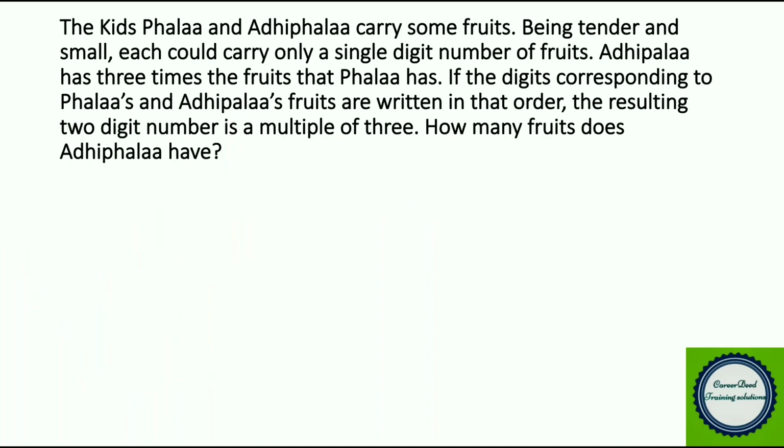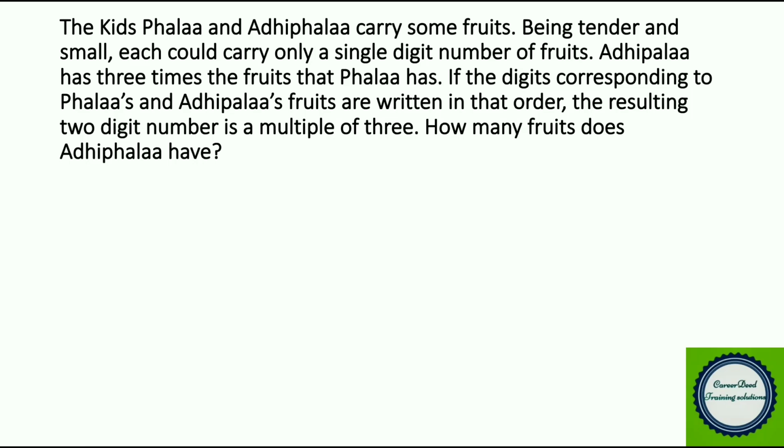The kids Pala and Adipala carry some fruits. Being tender and small, each could carry only a single digit number of fruits. Adipala has 3 times the fruits that Pala has. If the digits corresponding to Pala's and Adipala's fruits are written in order, the resulting 2-digit number is a multiple of 3. How many fruits does Adipala have?